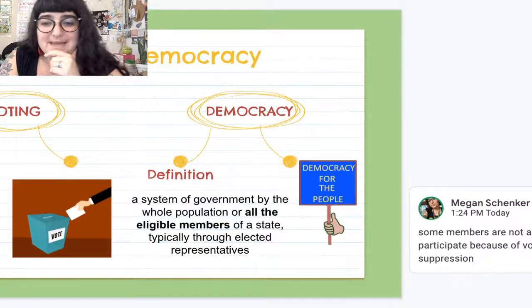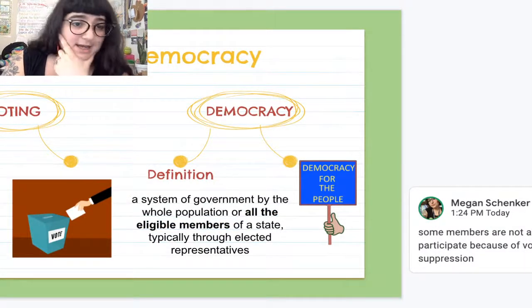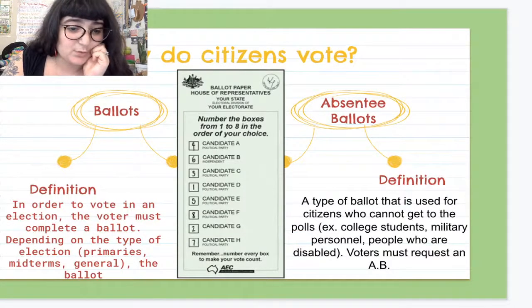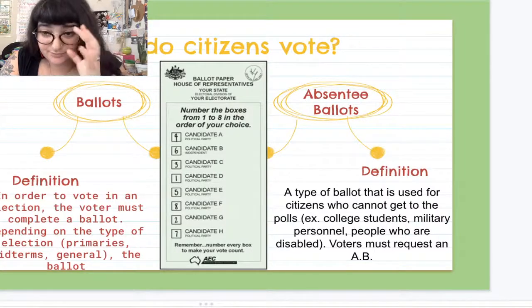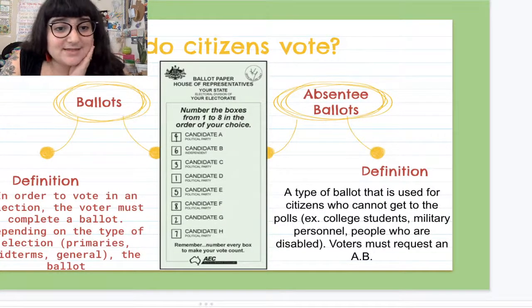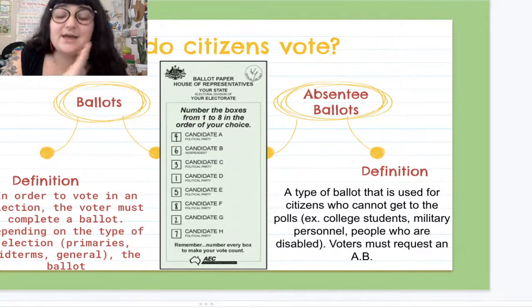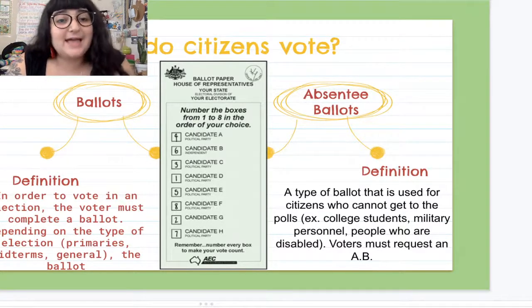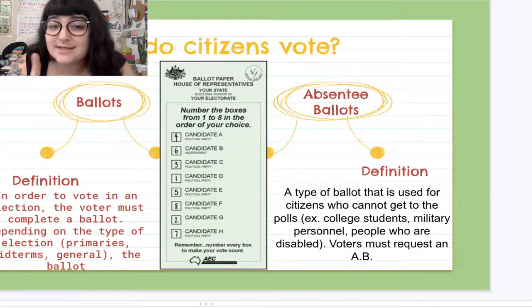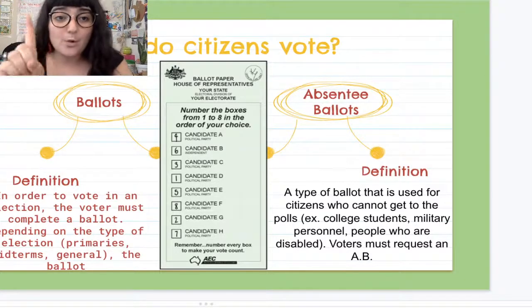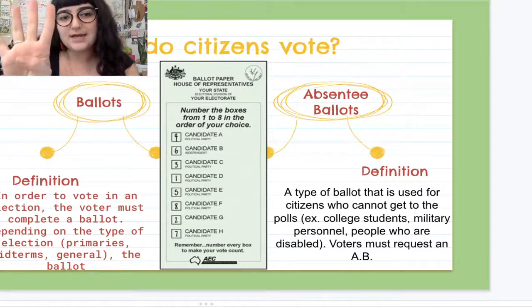Now, the big piece that I want us to focus on is that citizens vote in these two different ways. There are ballots and absentee ballots. Now, in order for a person to vote, they have to complete a ballot correctly. There are very important directions that people follow. And so in the general election, this is what we talk about. General elections happen once every 4 years. Say that with me. General elections happen once every 4 years.